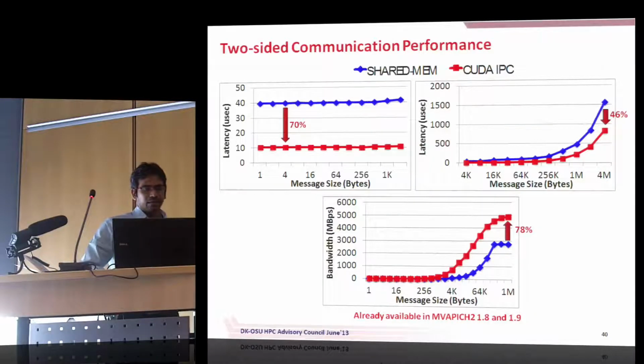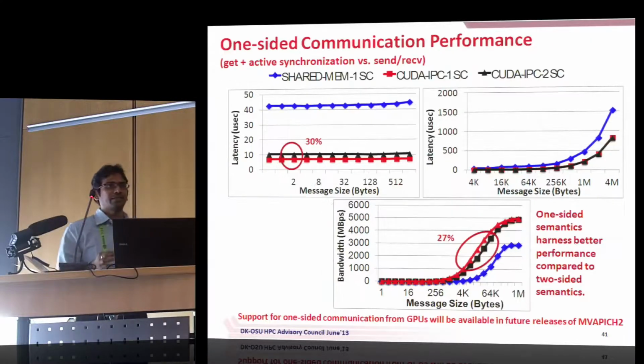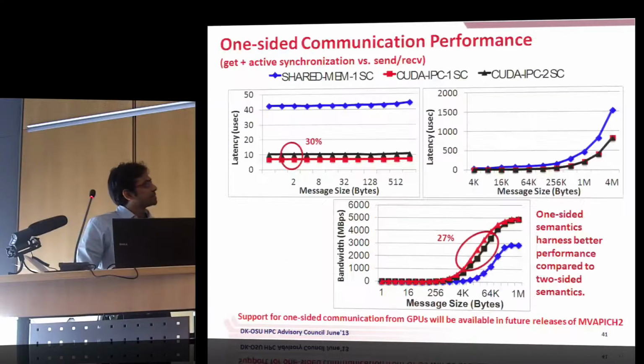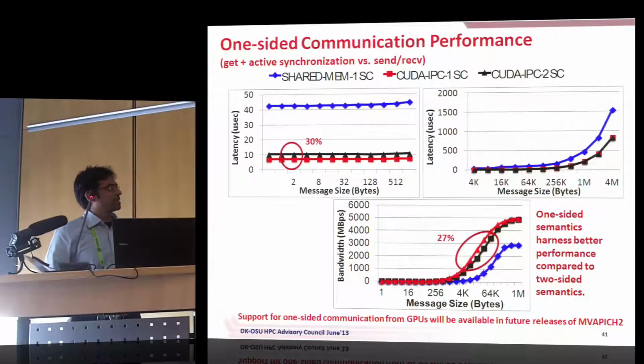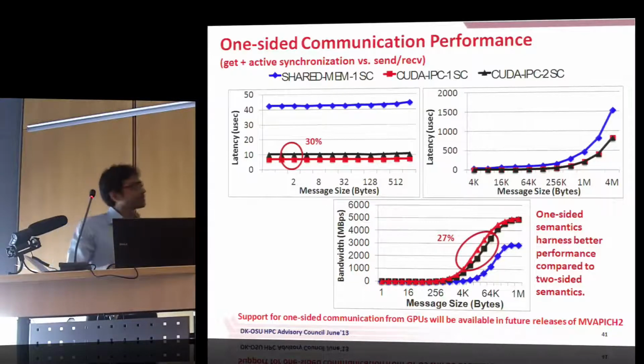Now, as I said, CUDA-IPC, which enables a single point of control or a single transfer between the two GPUs, enables better use of one-sided primitives that MPI provides. So using MPI one-sided primitives, we were able to achieve even lower latencies for data movement between MPI processes. We see almost a 30% reduction in latency compared to two-sided transfers. And similarly, we see almost a 30% improvement in the bandwidth for medium messages.